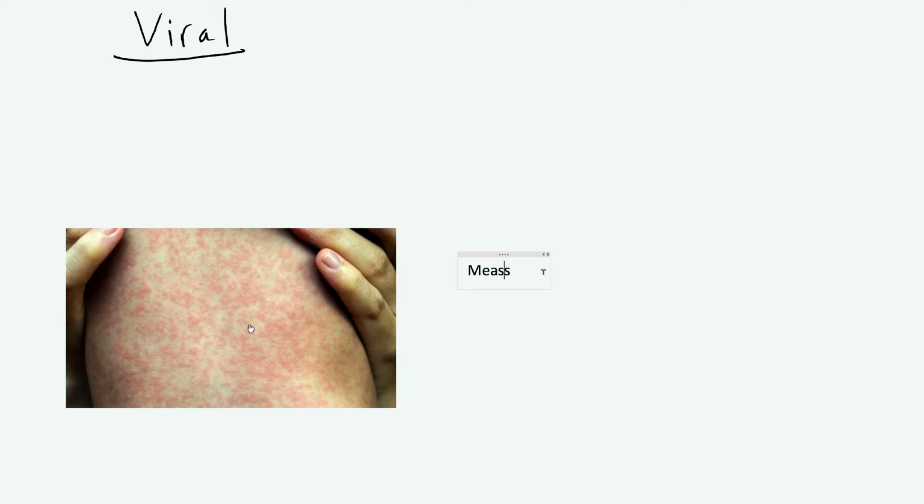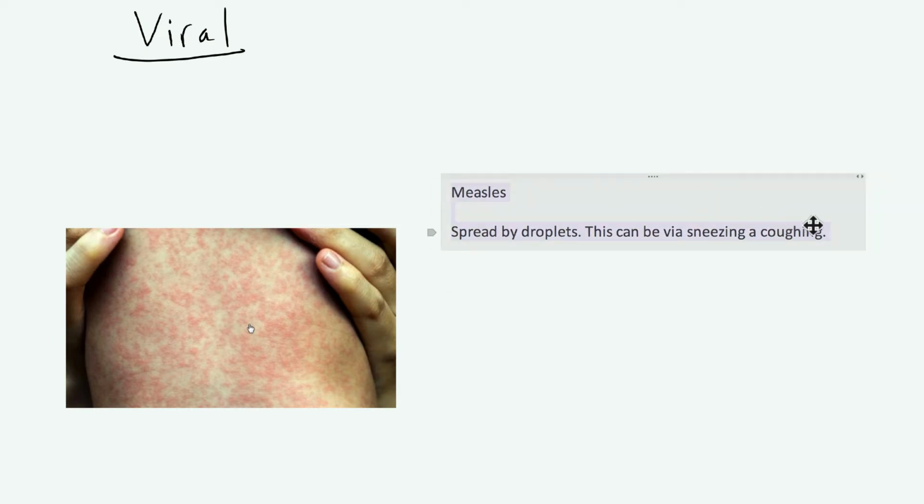Well, first it'd help if I spelled it right. There we go. Now, the measles virus is spread by droplets. This can be via sneezing and coughing. The virus is contained in these droplets when you sneeze or cough, and it travels through the air, and obviously someone else can breathe them in.